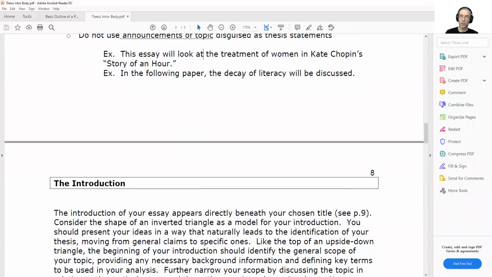Or in the following paper, again, never write that: the decline of literacy will be discussed. You're just telling me what the general overarching topic is. You haven't given me an argument. That's not a thesis.